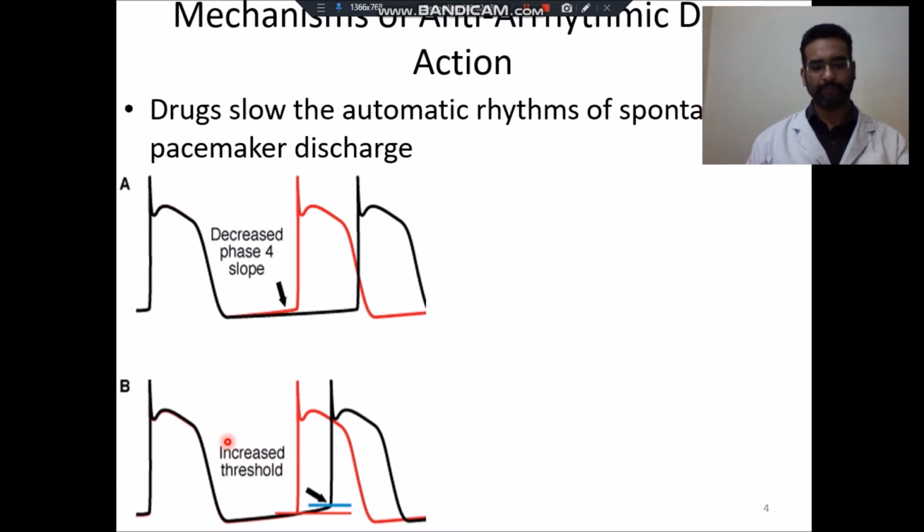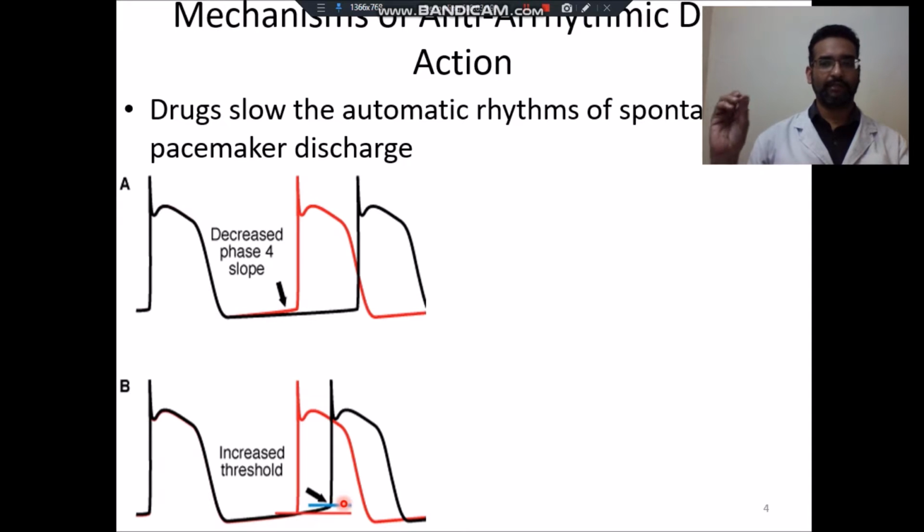Coming to the second mechanism, what you see here, after this first action potential, move to the red color graph here. The phase 4 is converting to phase 0 at this point because this flat red line is the threshold potential. Threshold potential means how much amount of stimulus is required to excite a particular cell. So the antiarrhythmic drugs can raise the threshold potential to this level, this blue line here.